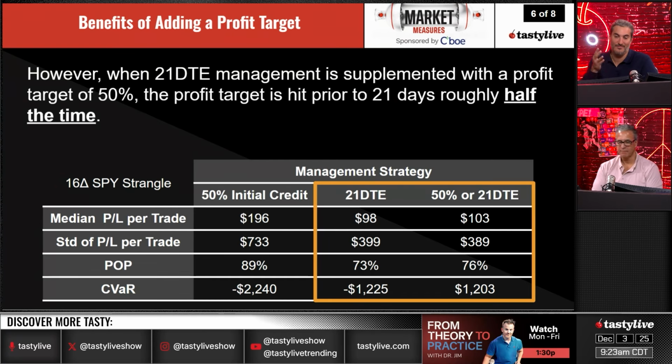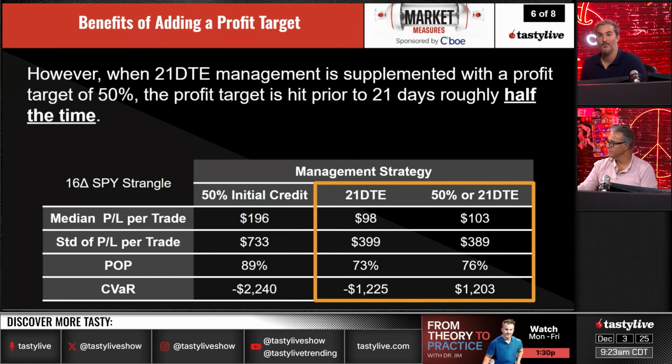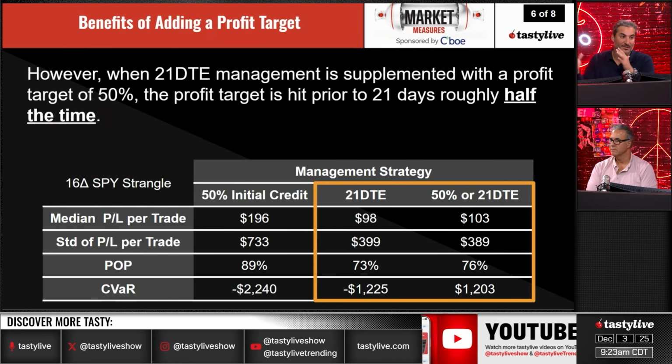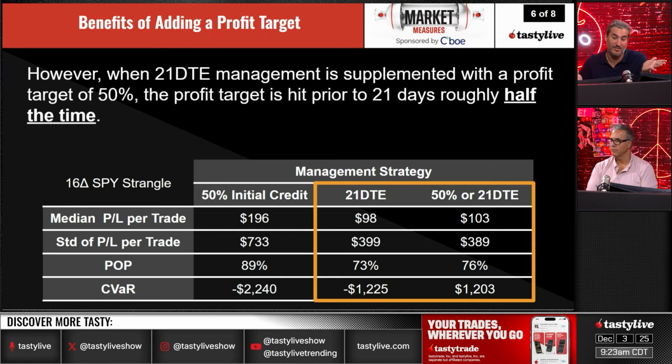However, when 21 days is added to the 50% target, when you supplement it with the profit target of 50%, the profit target is hit prior to 21 days roughly half of the time. This goes to the reason why your CVaR is wider when you're looking at just 50% management, because only half the trades are getting closed at that point. The other half, you have a much wider deviation because you're holding those basically up until expiration because you're not hitting the 50%. When you incorporate the 50% and the 21-day management, which means you're taking off the winners and then rolling the losers, you can see you flatten out and you really tighten up your deviation of returns.